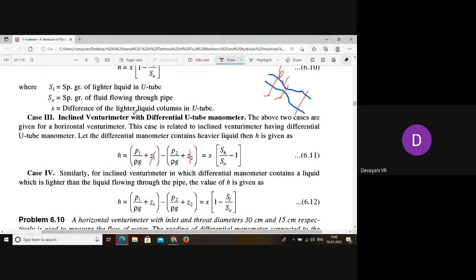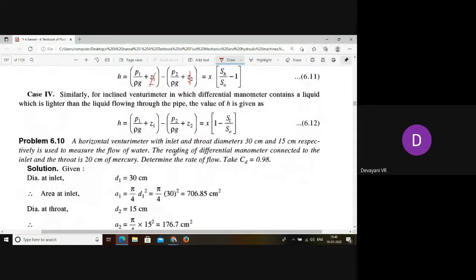So for the inclined venturimeter also, the equations like theoretical discharge, coefficient of discharge and actual discharge will be the same. What's the difference is, in this case the H value can be taken as P1 by rho g plus Z1 minus P2 by rho g plus Z2. So here the Z1 and Z2 values will also be included. Okay, so that is the difference between the normal type of venturimeter and the inclined venturimeter.